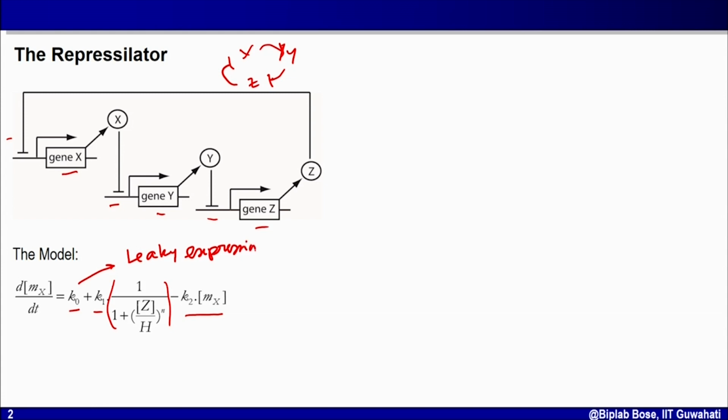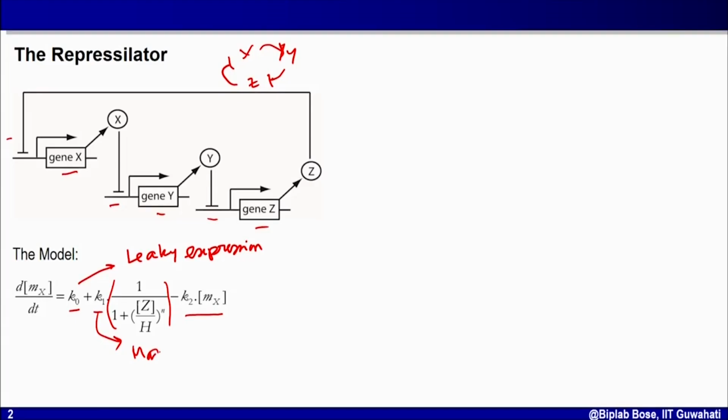If you remember, many promoters, like even a lac promoter, are not very tight promoters. It is a leaky promoter. That means even in absence of the control molecule, there will always be a sustained expression of the gene, maybe at a very low level. So, I have considered a leaky expression here for gene X, that is K0. The next term is K1, that is the maximum rate of transcription.